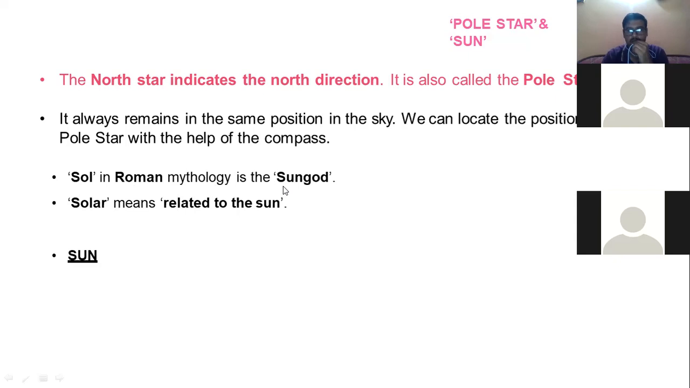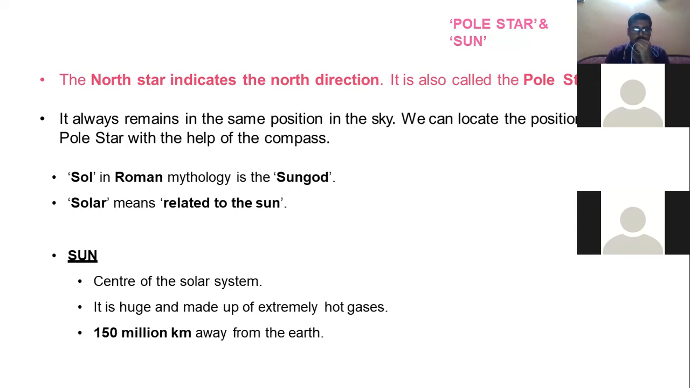The solar system comprises the sun as its main origin, the centralized body in our solar system. As you can see here, I have marked the center of the solar system. It is huge and made of extremely hot gases, which may include volcanic gases as well as other natural gases present on the sun. The distance from Earth to the sun is approximately 150 million kilometers.